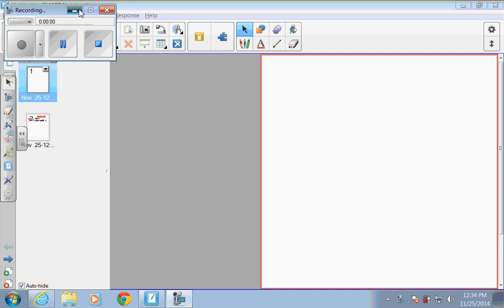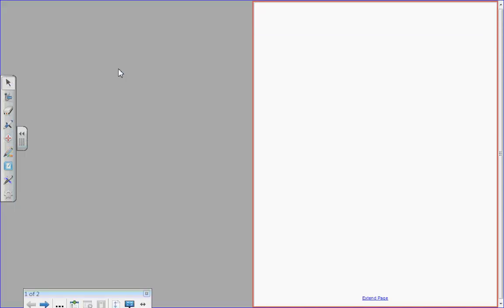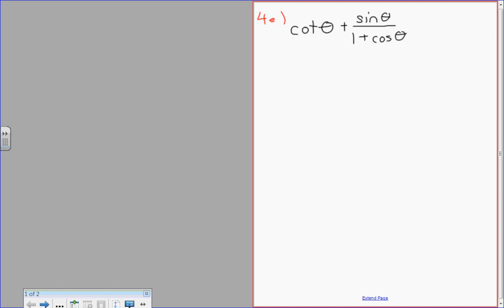Here's 4E from last night. Okay, so 4E says, you ready, girls? 4E says cotangent of theta plus sine theta, all over 1 plus cos theta, equals cosecant theta.